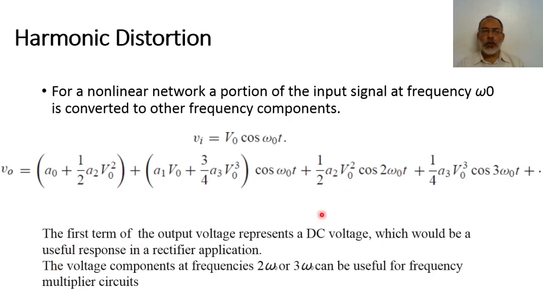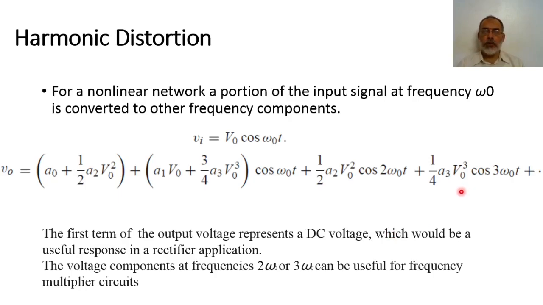On the other hand, the voltage components at frequencies 2 omega naught, 3 omega naught, 4 omega naught, and so on can be useful for frequency multiplier circuits. As we mentioned previously, for millimeter wave generation, we usually use microwave sources followed by a frequency multiplier. As an example, if I am interested in generating 120 gigahertz, usually I use a source with frequency 40 gigahertz followed by a frequency multiplier by 3. So the output would be 120 gigahertz.